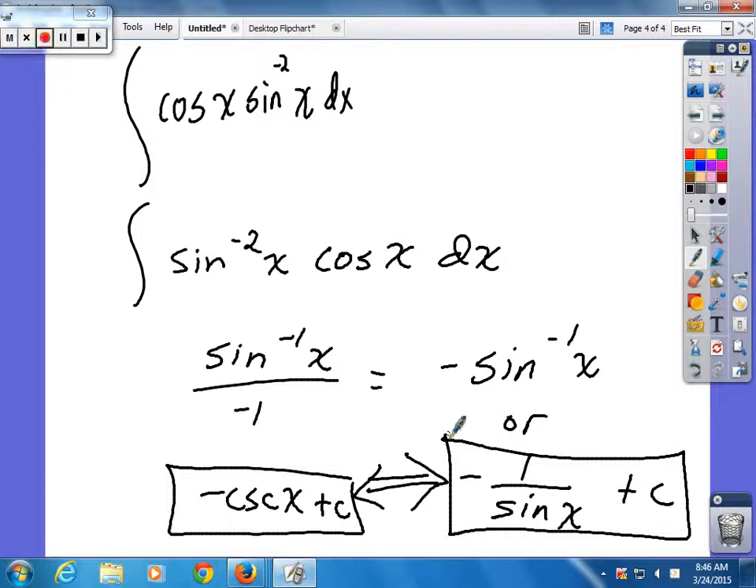The next section we go over, I think, is trig substitution. So we'll go over that next. I think that's 7.3. Look and see. Yeah, 7.3 is trig substitution. So let's move on to that.